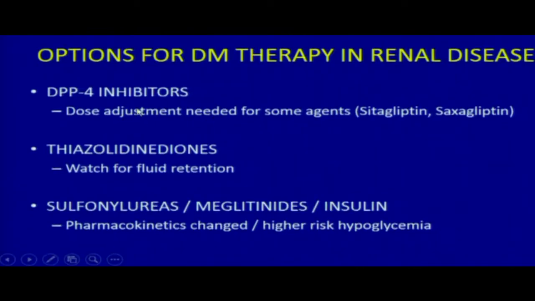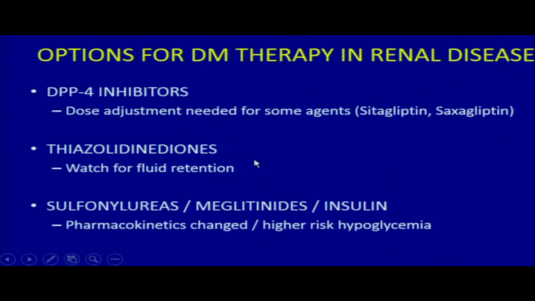So what are we left with? We are left with the DPP-4 inhibitors. They can be used in patients with renal disease. Two of them need dose adjustments, not because of concern about side effects or toxicity, but because you get the same therapeutic lowering of glucose at a lower dose if they have renal insufficiency.